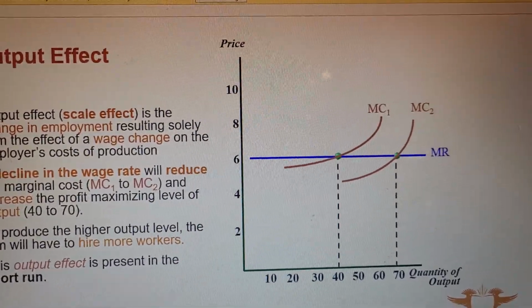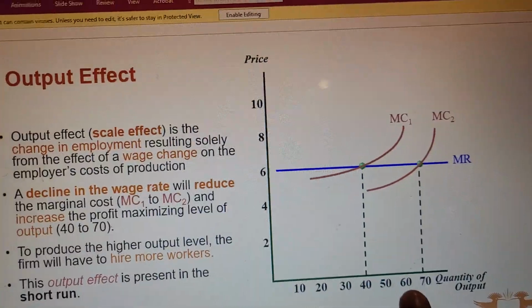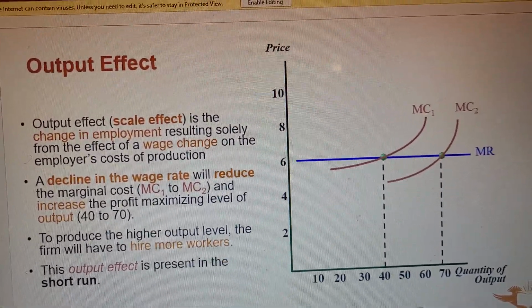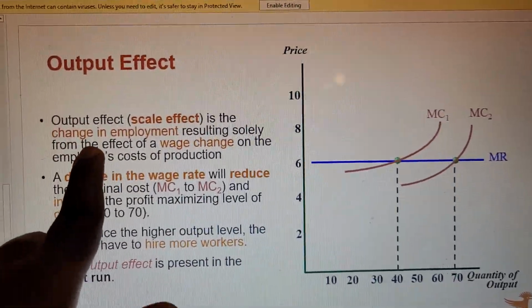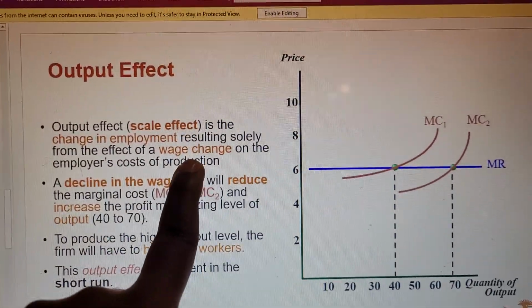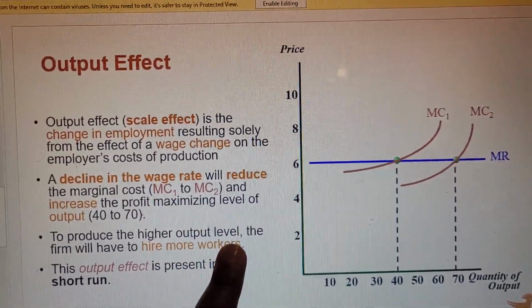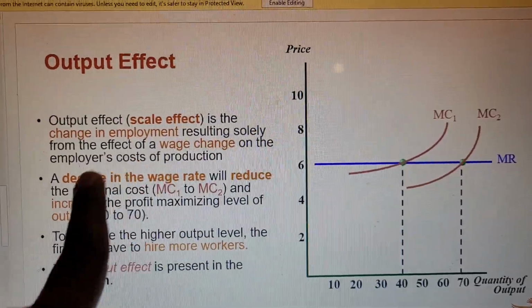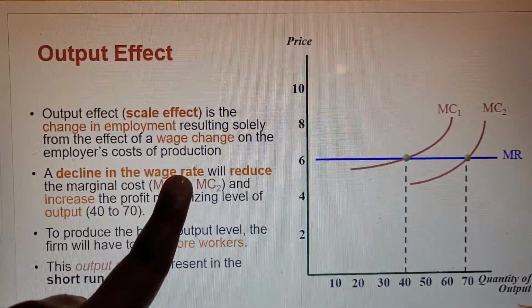And we can't magically increase our output. So, what's going to happen? We're going to hire more workers so that we can increase our quantity. And so, when they say a change in employment, it basically means we're going to hire more workers. But for example, if the question asks you, what will happen if they increase their wage rates?